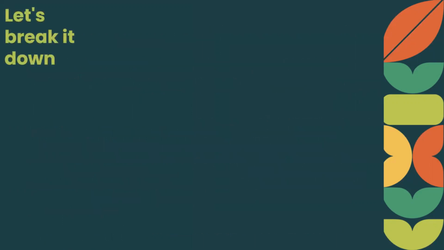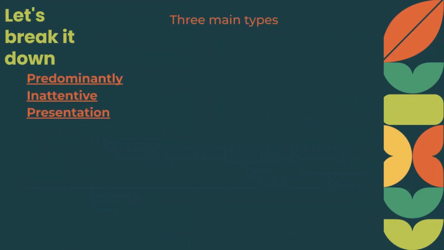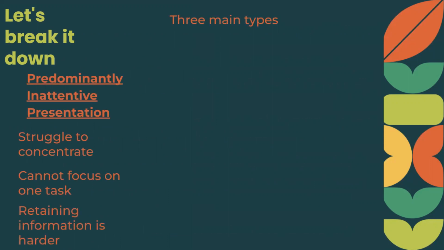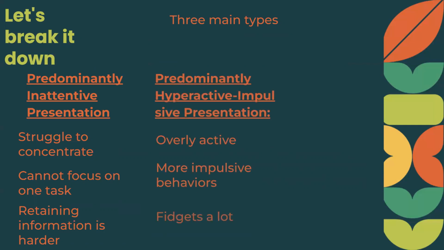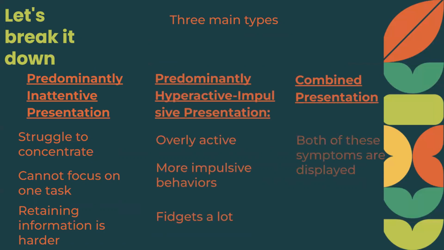There are three main types of ADHD. There is a predominantly inattentive presentation, which means that the student will struggle to concentrate. They cannot focus on one task, and retaining information is a lot harder for them. There's also a predominantly hyperactive-impulsive presentation, which means that the student can be overly active, has more impulsive behaviors, and fidgets a lot. And then the third type is combined presentation, where both of these symptoms will be displayed.